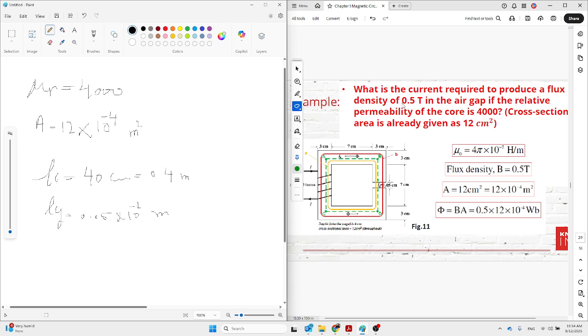So from this point, we know B. B is given, B is 0.5 Tesla. A is also given. So we can remember from the formula phi equals BA. So we know the value of phi, which is 0.5 times 12, correct? Yes. The value here is 6 something Weber.